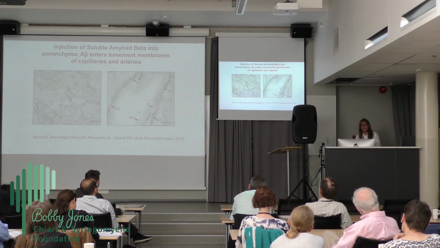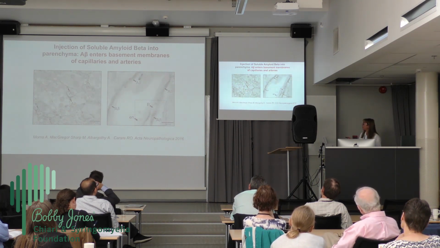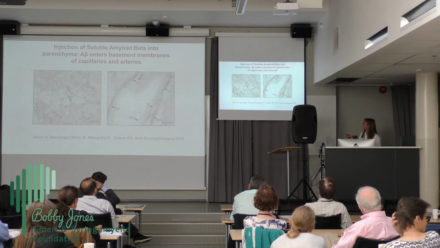So when we injected biotinylated A-beta, which you can detect by electron microscopy, again, within 5 minutes, it diffused through the extracellular spaces and entered the basement membranes of the capillaries and arterioles. Here you can see them nicely surrounding a pericyte in the wall of a capillary.